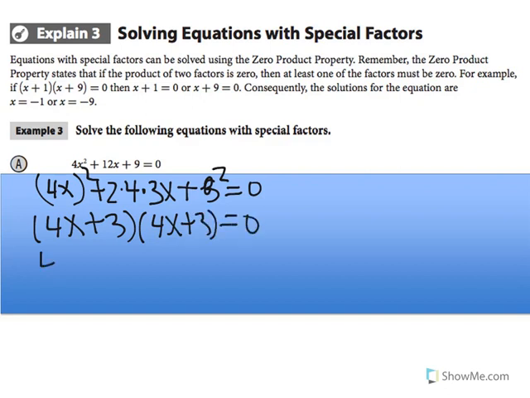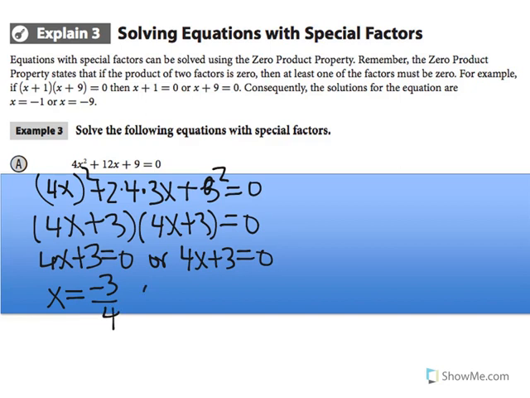To solve for x, we say that 4x plus 3 equals 0 or 4x plus 3 equals 0. So x equals -3/4 or x equals -3/4. You can also see that these give us two solutions, but they are the same answer. So we write this as a double root.